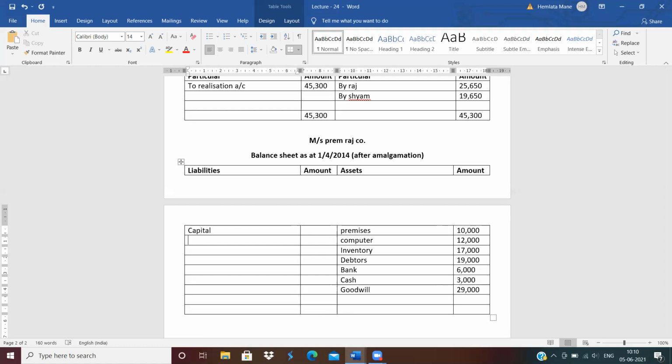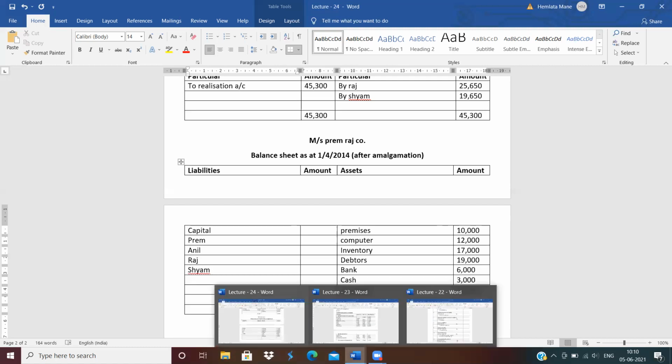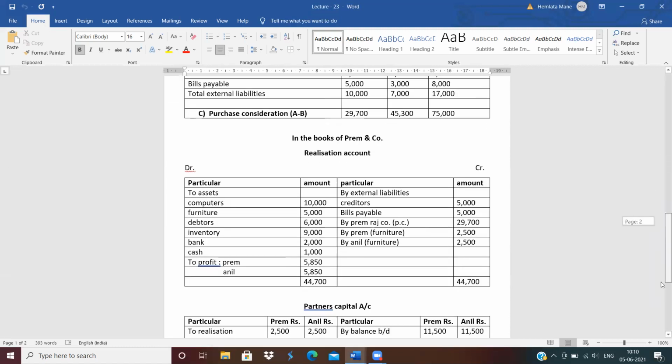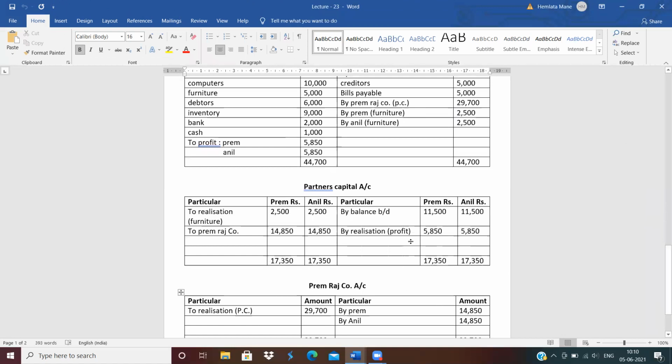Whose capital is given? Prem. Next is Anil. Next is Raj. Next is Sham. See how to write the amount of capital now. See, the amounts of capital are already given here. You prepare the partners' capital account in Prem company.